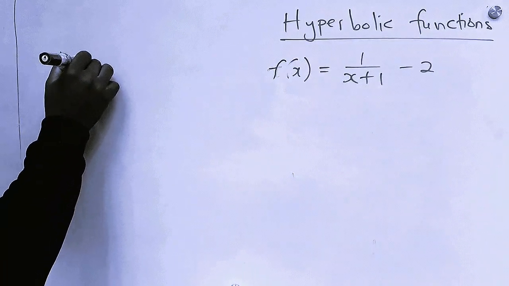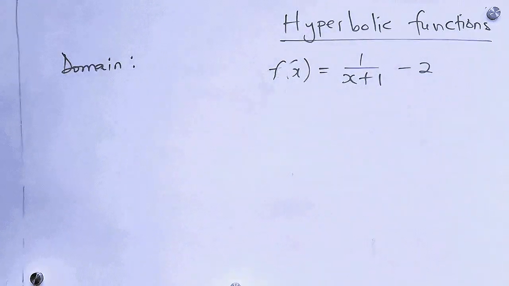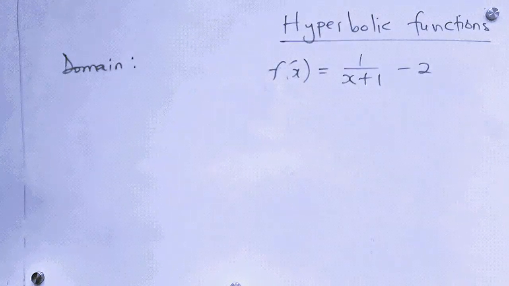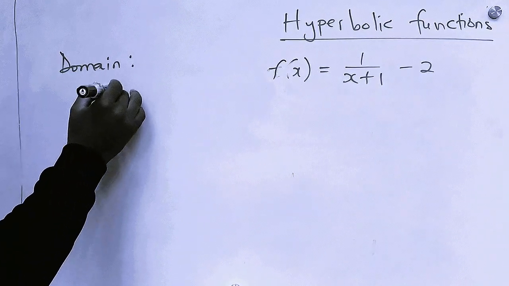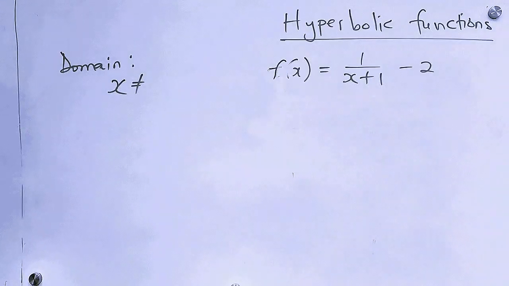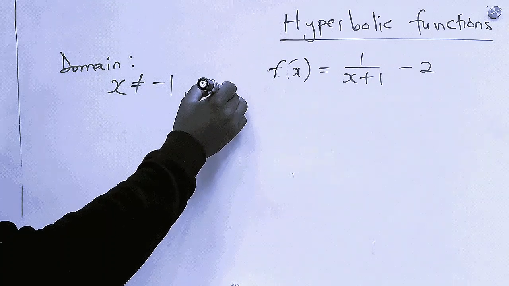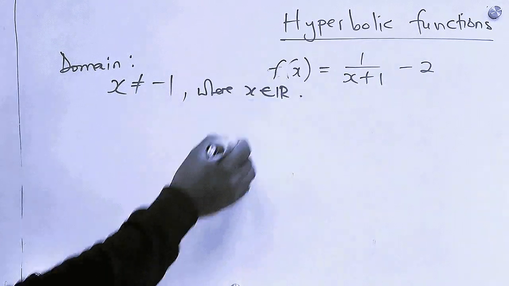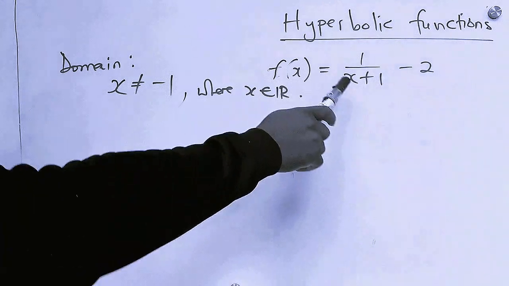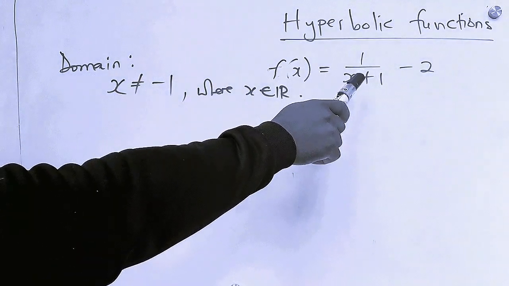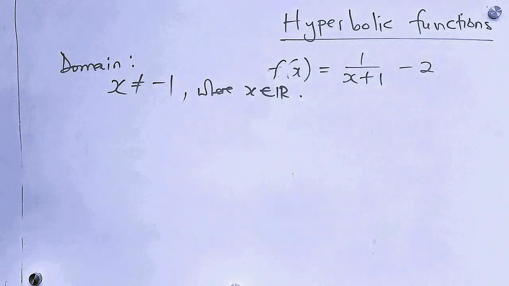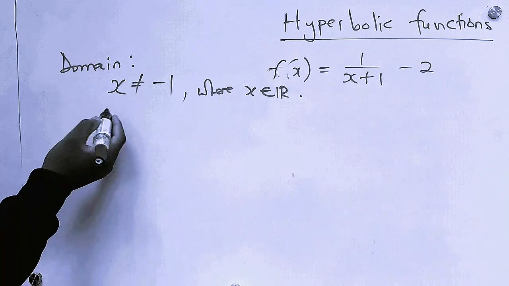Domain. Domain is our set of input values. So remember I said x is not equal to our x asymptote, which is -1, where x is an element of real numbers. This is our domain. If x becomes -1, -1 plus 1 is 0. Once it becomes 1 over 0, then it's an undefined function. So that's how we find our domain.